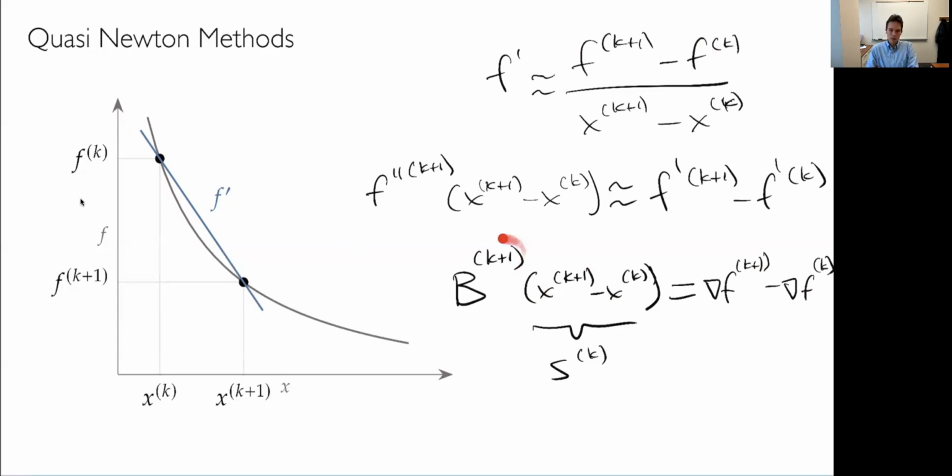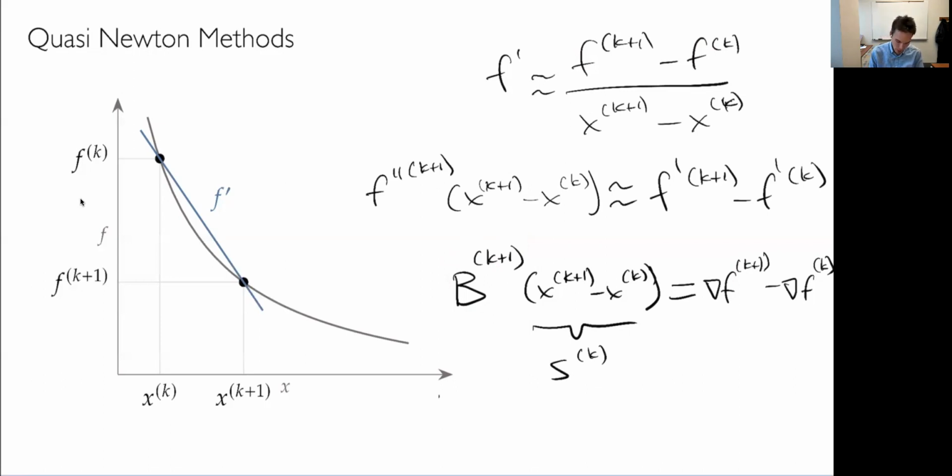So how many unknowns do we have here? In other words, here's my Hessian. Take a minute and recall, what does the Hessian look like, and how many unknowns does it have? Let's just say in terms of n, where n is the number of design variables. Just take a second and try to recall.